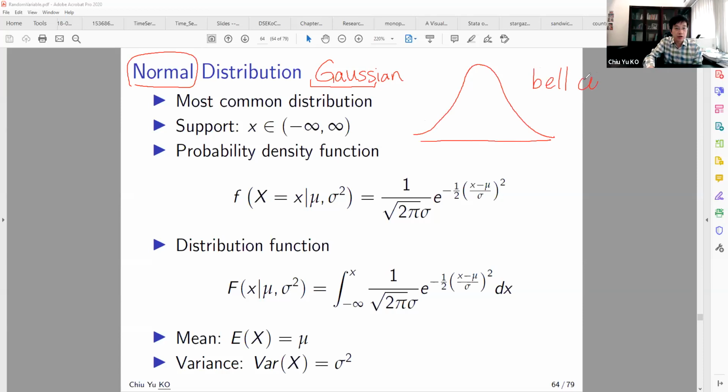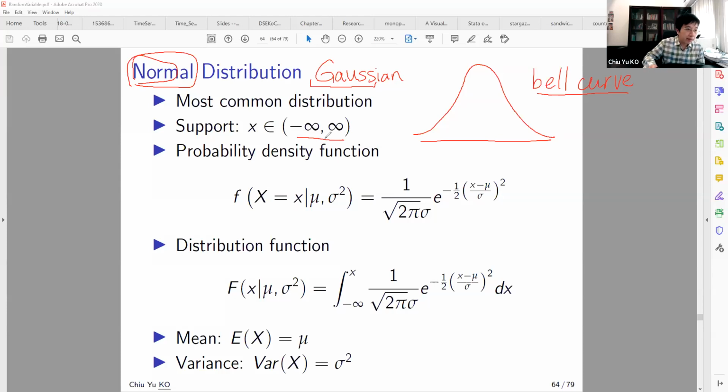And this bell curve appears so frequently, that's why it's normal. Normal means it's so commonly seen, it's the norm, right? So that's why we call it the most common distribution. And different from the exponential, this can assume any number. So that's why it's so convenient. Anything negative, anything positive, it will work.